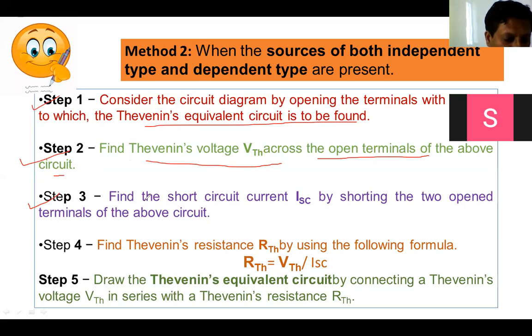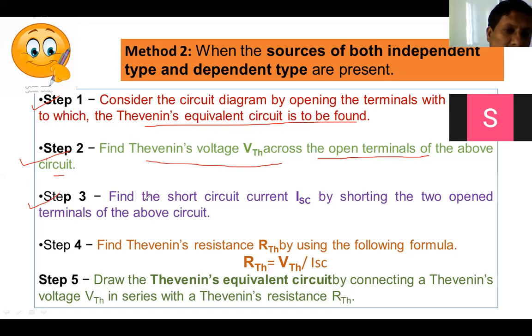Can we short or open the dependent sources? Yes, anyone? Whether we can open or short the dependent sources? Keep as it is. Yes. So we are keeping as it is.